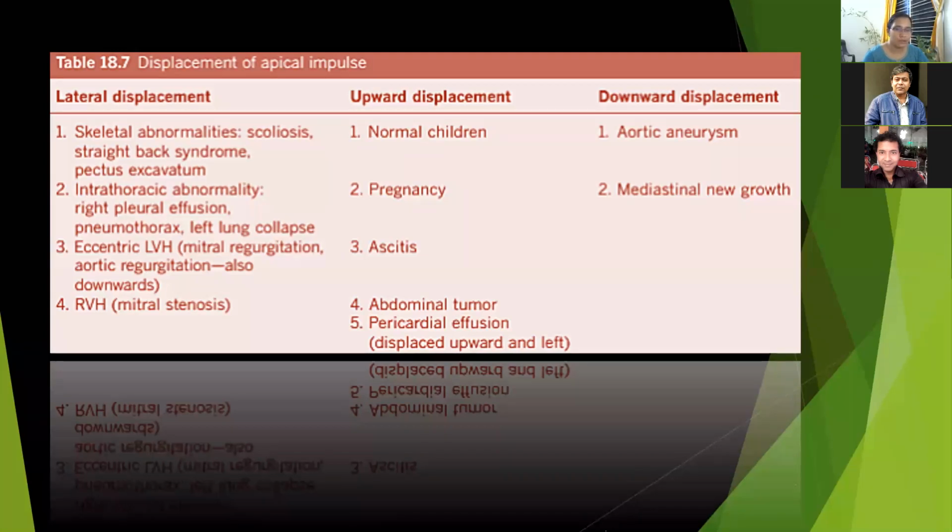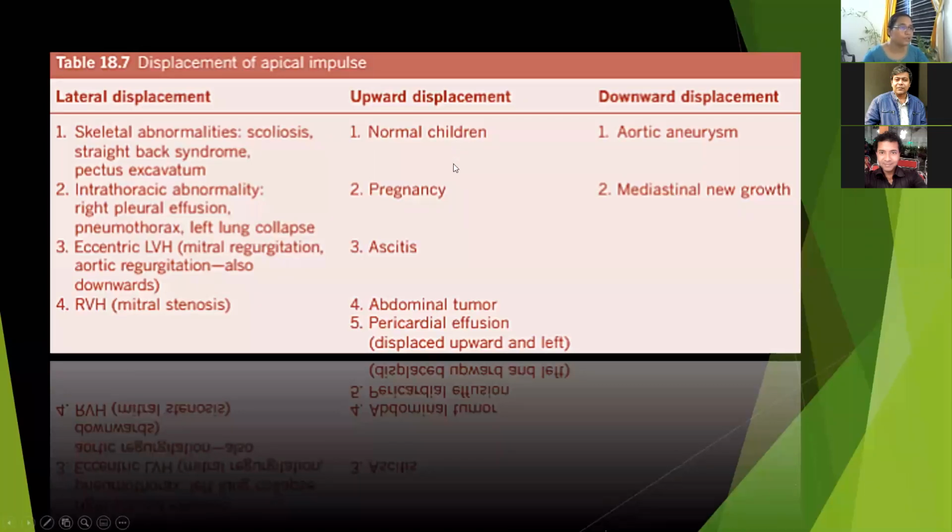So the apex will be found outside the midclavicular line on the left side and also downwards, that is below the left 5th intercostal space. It may be found in the 6th or 7th intercostal space or even the 8th intercostal space and outside the left midclavicular line. But what happens in right ventricular hypertrophy in a patient of mitral stenosis? Here the apex will be formed by the right ventricle. But the difference is that the apex will be outside the left midclavicular line, but the apex will not go down. That is, it will remain only in the 5th intercostal space.